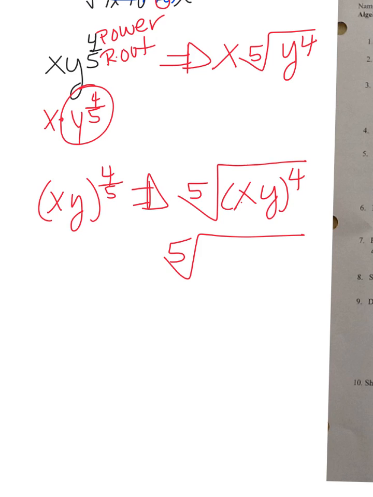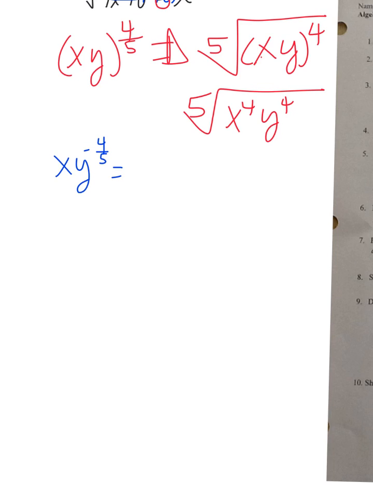Or the 5th root of x to the 4th, y to the 4th, since they're both being raised to the 4th power. All right, let's take a look at C. We have xy raised to the negative 4/5 power. Remember the rule for changing an exponent to a positive: x to the negative n power is 1 over x to the n power.